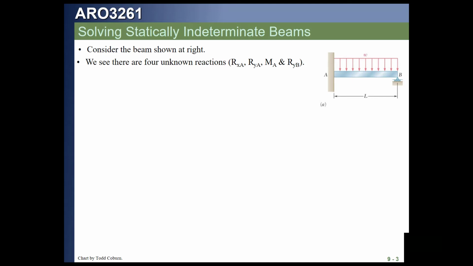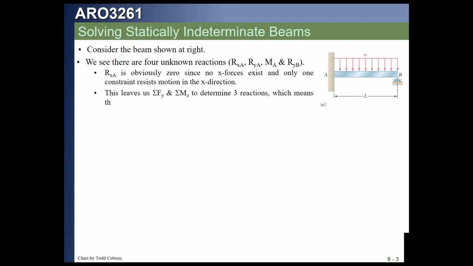If we assume that all these reactions are positive, meaning that the forces all act upwards and that the moment acts such that it gives smiley face bending, which in this case will be like a positive Z moment, then we can actually notice that our reaction in the horizontal direction at A has got to be 0 since there's no loading in the x direction and no other constraints in the x direction. This is like applying the summation of force in the x direction to the beam.